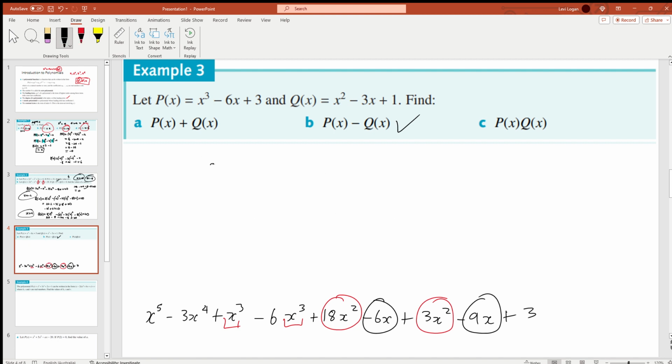So it's going to be x to the power of 5 minus 3x to the power of 4. The cubics, x cubed minus 6x cubed is going to be minus 5x cubed. 18x squared plus 3x squared is going to be 21x squared. Minus 6x minus 9x is going to be minus 15x plus 3. And that is the result of P of x times Q of x.